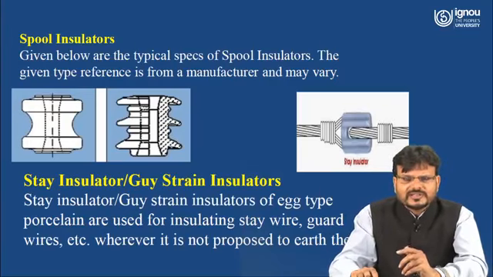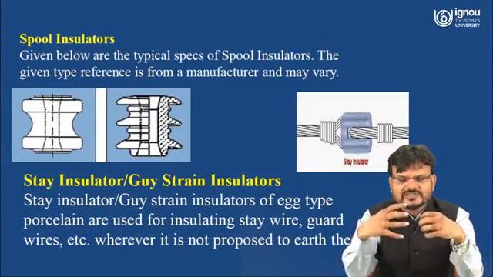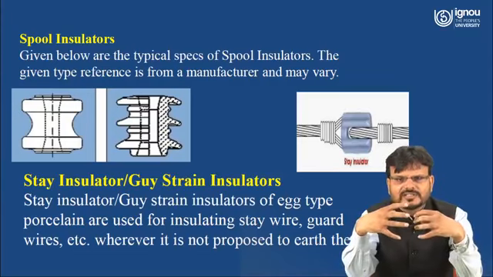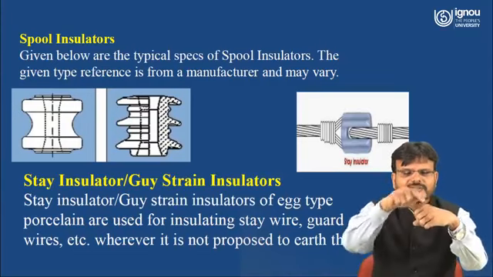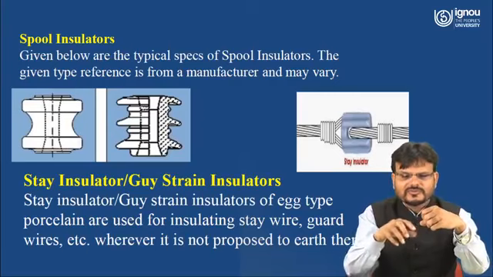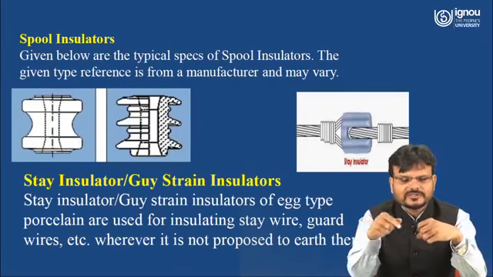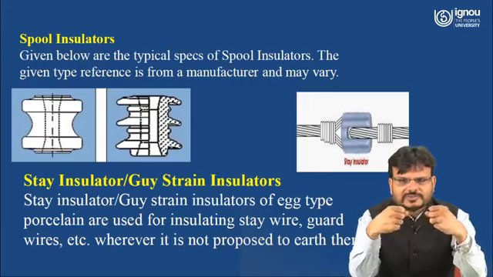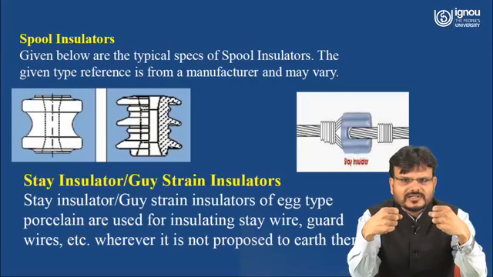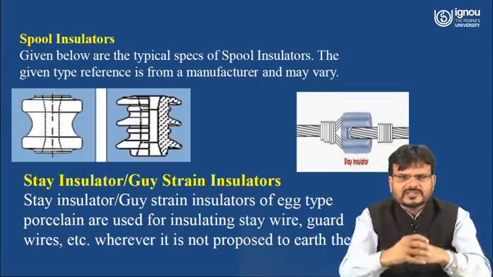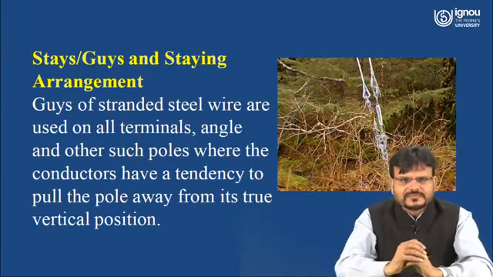Here you can see the strain insulator. It is in the shape of an egg and two wires are placed. There are two holes in that particular insulator. One wire goes through one hole and another wire goes through the second hole. So it is used to join two wires. You can understand the function of the strain insulator.